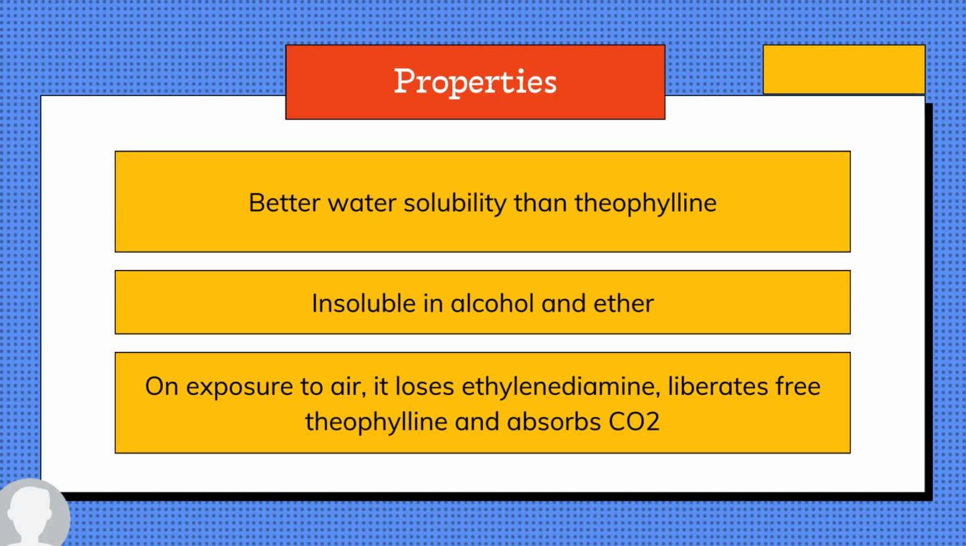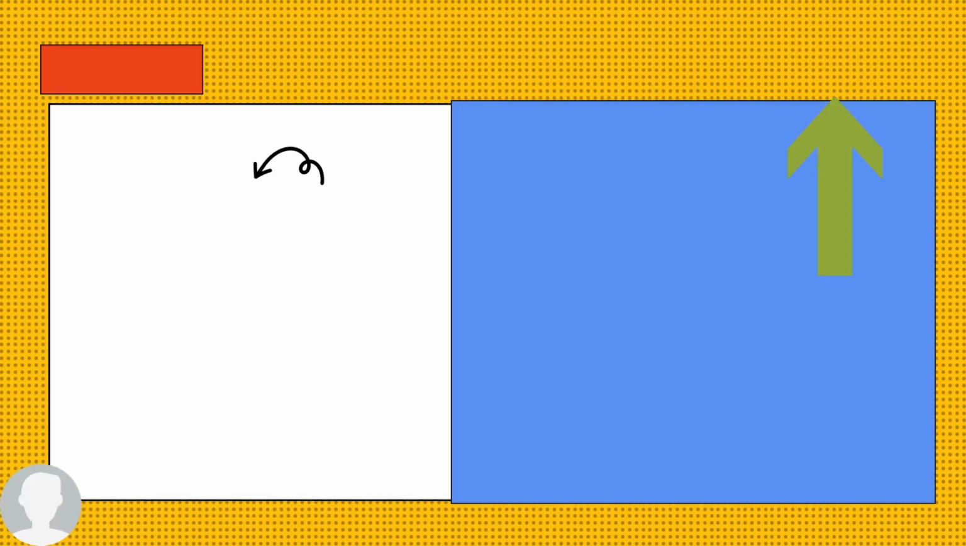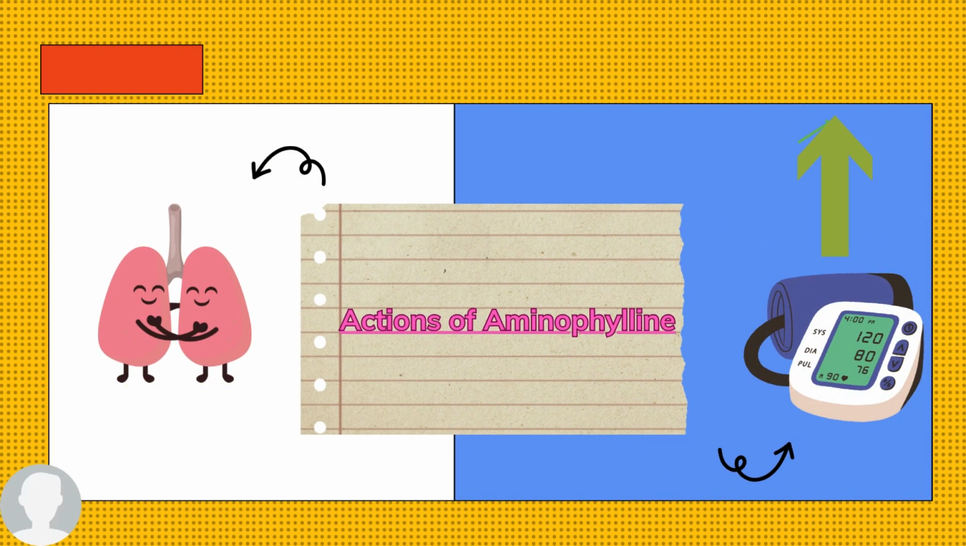If we look at some of the properties of aminophylline, we can see that it has better water solubility as compared to theophylline. It is also insoluble in alcohol and ether, and on exposure to air, it liberates theophylline and absorbs carbon dioxide. Now, coming to the actions of aminophylline, that is, the effects it has on the human body. First of all, we can see that it increases bronchial smooth muscle relaxation and also increases the blood pressure due to an increase in vascular resistance.